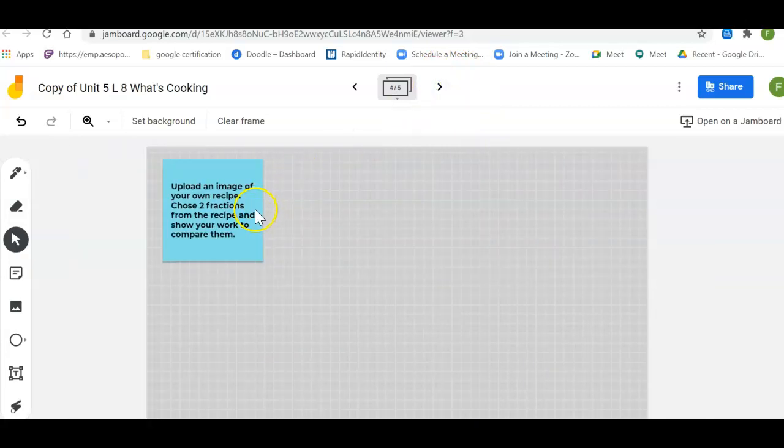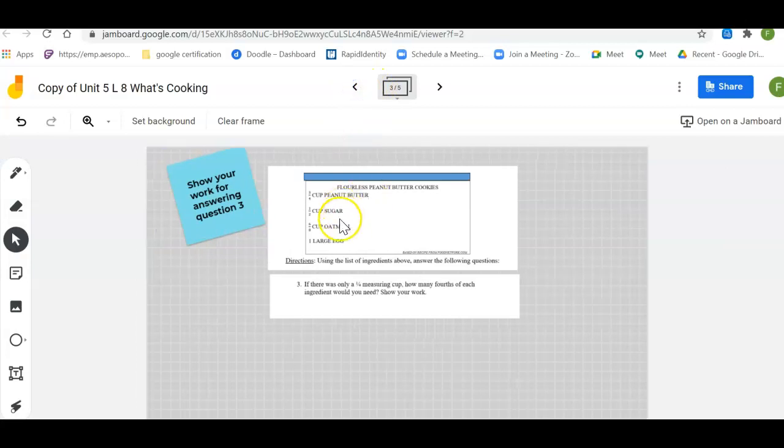And fourth, now this one, it says upload an image of your own recipe. Choose 2 fractions from the recipe and show your work to compare them. So basically you would just choose 2 of these. You can choose 2 that we haven't compared already and compare them.